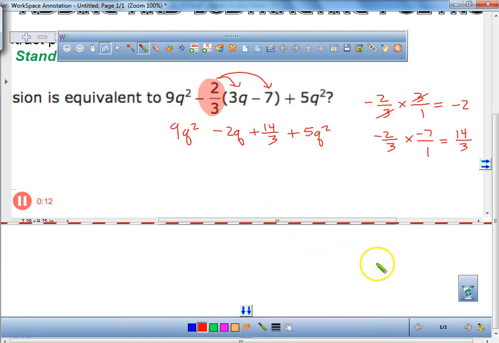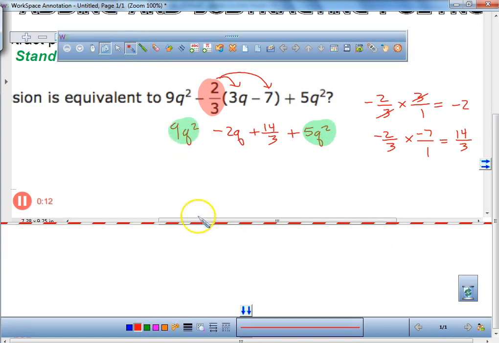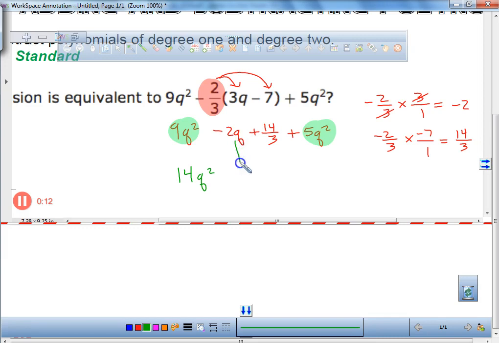All right, so over here, actually, what are our like terms? I'm going to put on the highlighter in green. What are our like terms? Scanning, scanning, scanning. Yeah, that's right. So those are our like terms. So how many q squareds do we have now? Well, there's 2. Yeah, this term here. That's right. So a total of 14q squared. All right. Then all we're going to do is just drop down that minus 2q, add the 14/3, and then we call it a day.